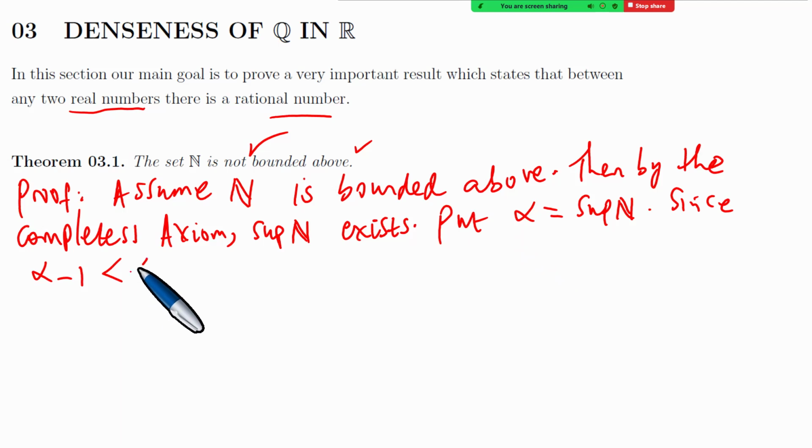If we subtract 1 from the supremum, alpha minus 1 is smaller than alpha. It is true, because these things are natural numbers. We're taking the natural number alpha and then we subtract 1. Maybe if it is 3, you subtract 1, you get 2. 2 is smaller than 3. So we subtract 1 is smaller than that.